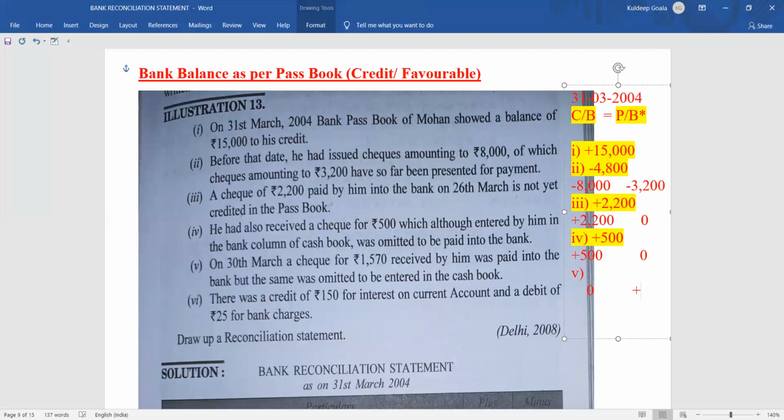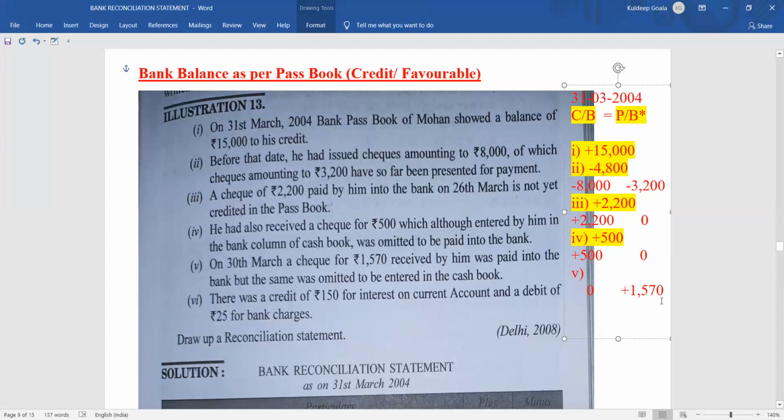That means 1570 rupees has come in the passbook, but it has not come in the cash book. Why? Because we have omitted to write it here. Okay, we sent the check to the bank and we did not write it, so it is 0 in the cash book here. There is no information about the passbook, so we assume that it is entered, the amount has come here. So plus 1570 has come in the passbook. So now the passbook is 1570 and the cash book is 0.